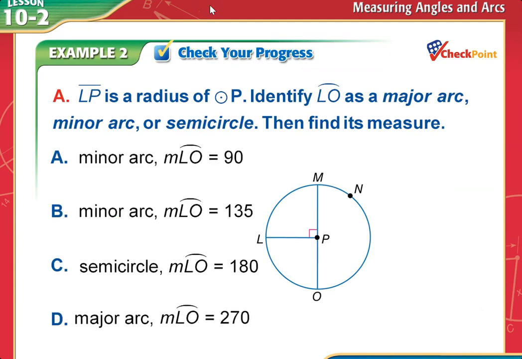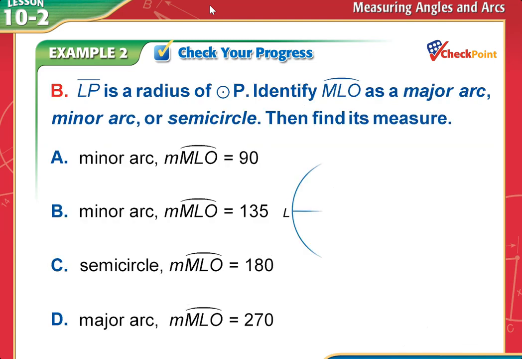Progress check. You're going to identify arc LO. Is it major, minor, or semicircle? Go ahead and pause your video. Good, if you said minor arc, that's good. It actually is 90 degrees. It's under 180, so it's a minor arc.